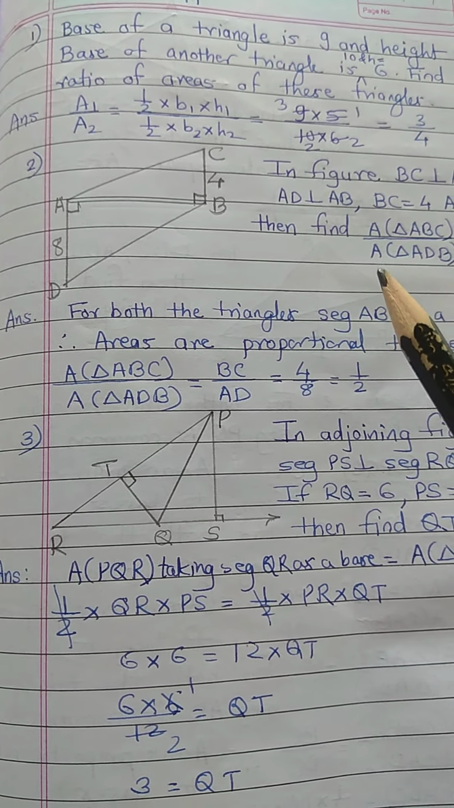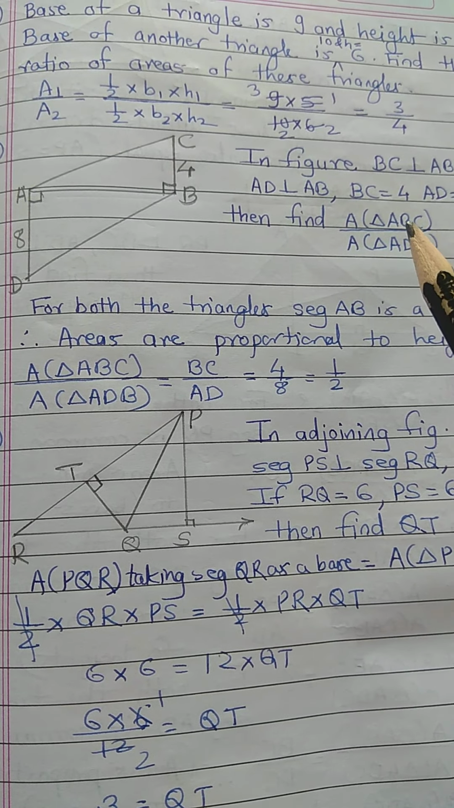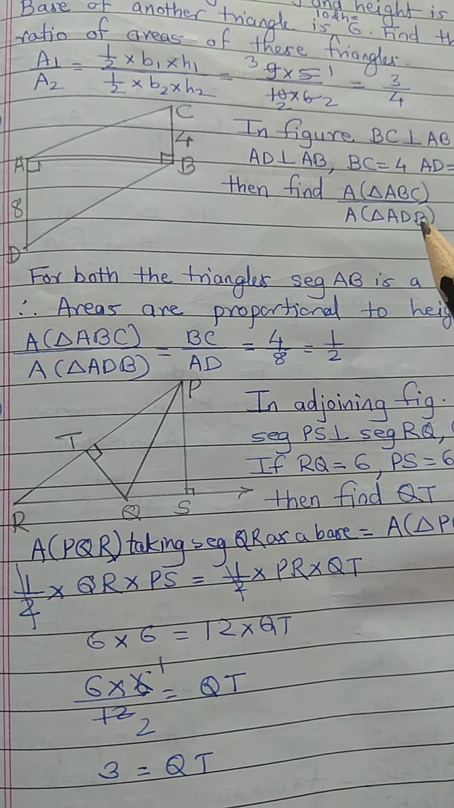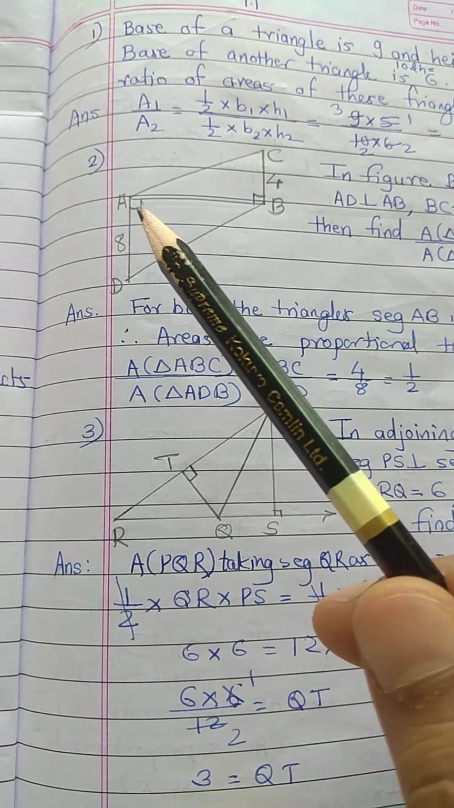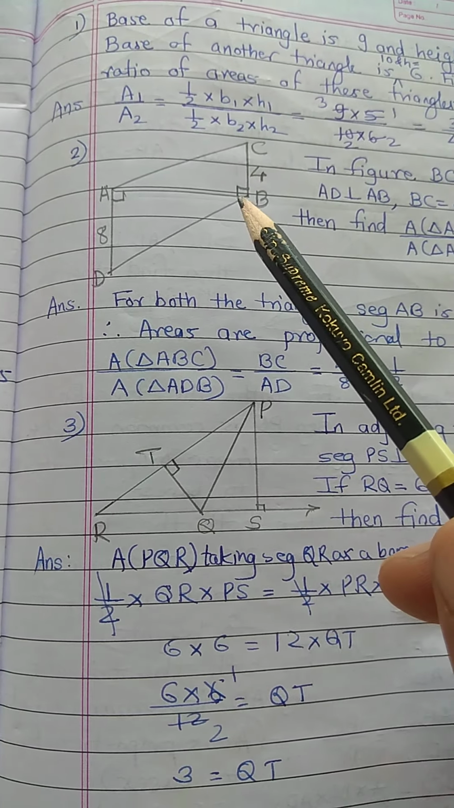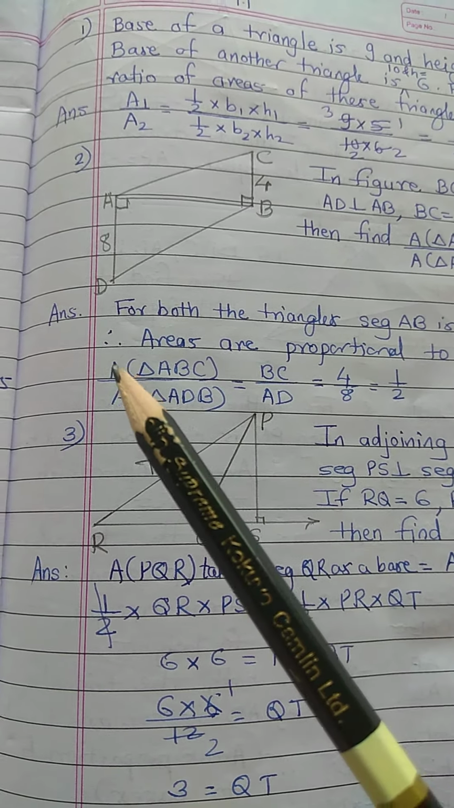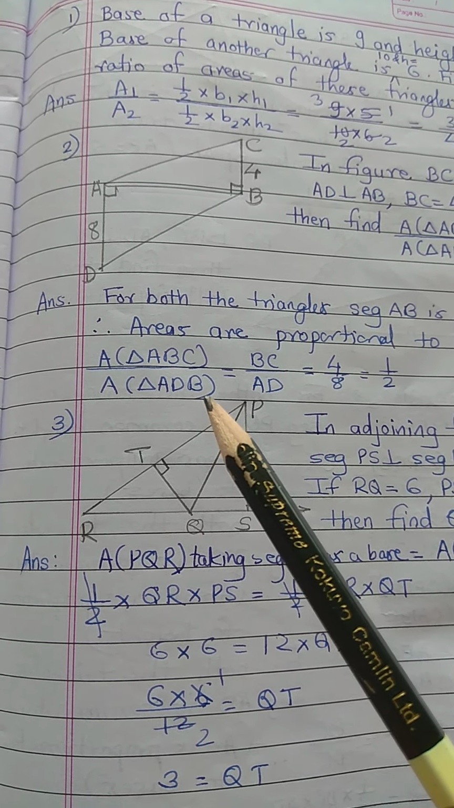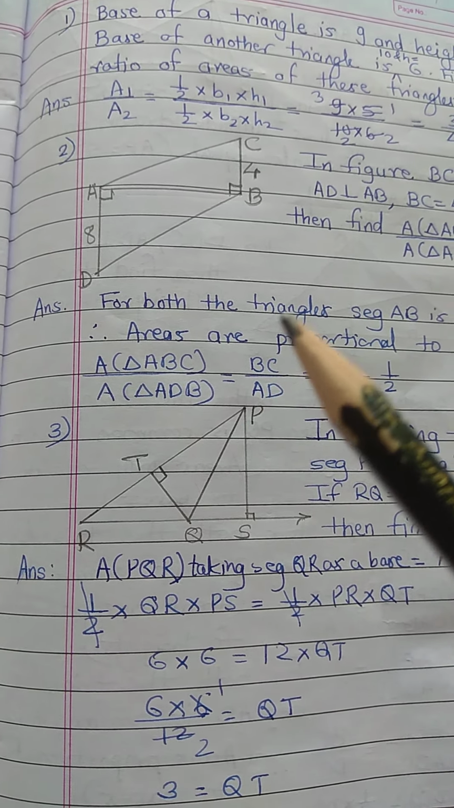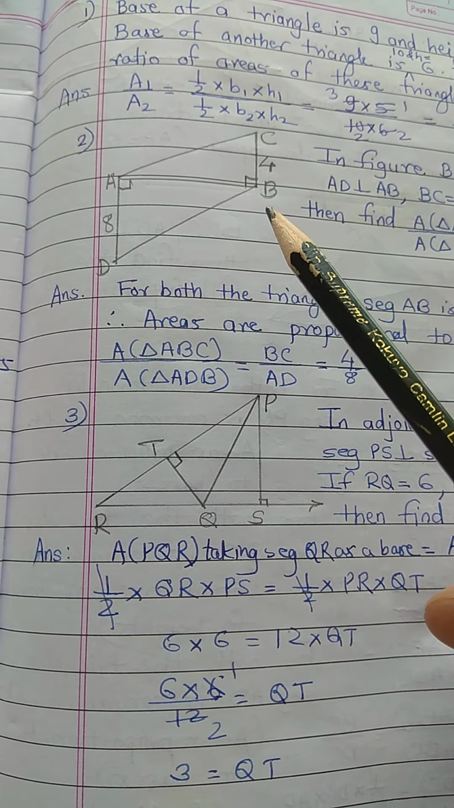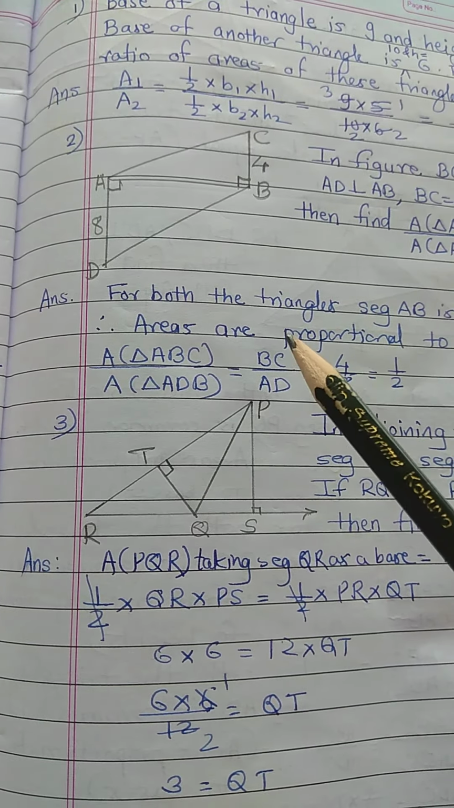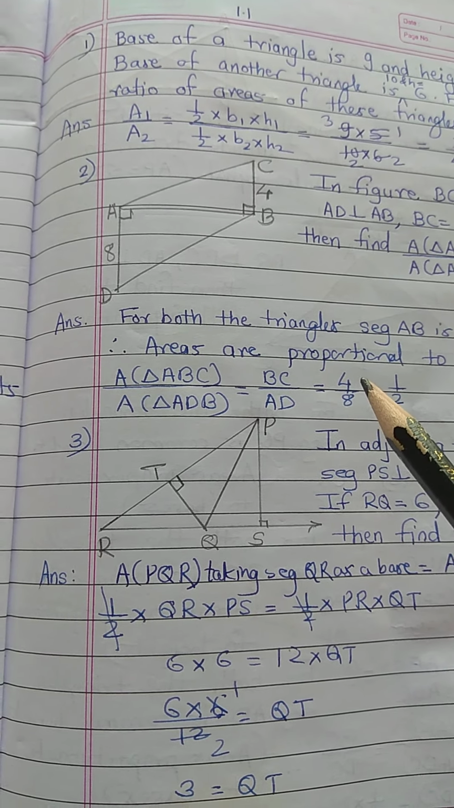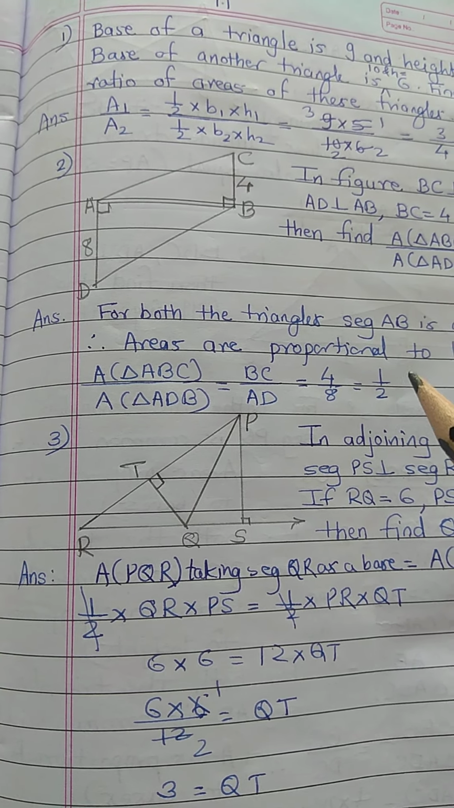Now, in the second question, they have asked area of triangle ABC upon area of triangle ADB. We want to get this value. We can clearly see that for both the triangles, AB is the common base. Therefore, area of triangle ABC upon area of triangle ADB should be equal to the heights of the triangles. Height of first triangle is BC and height of the second triangle is AD. That is 4 upon 8. 4 1s are 4, 4 2s are 8.